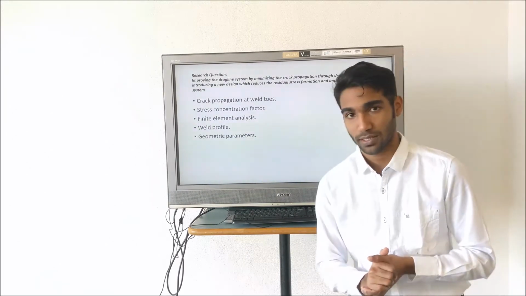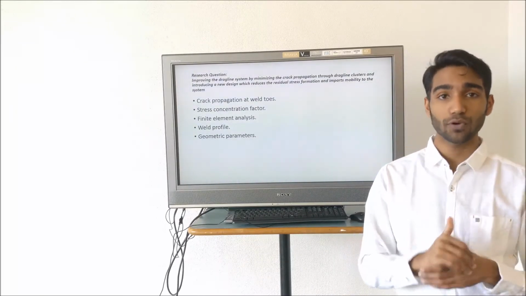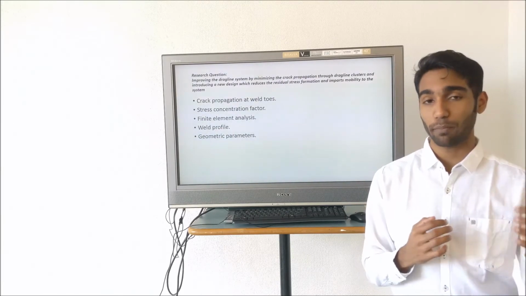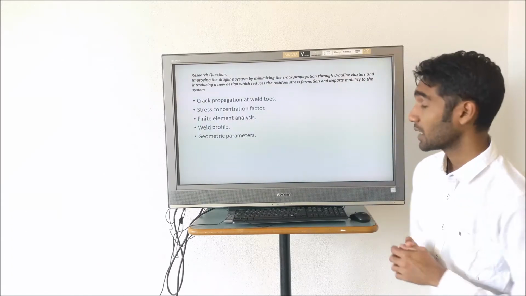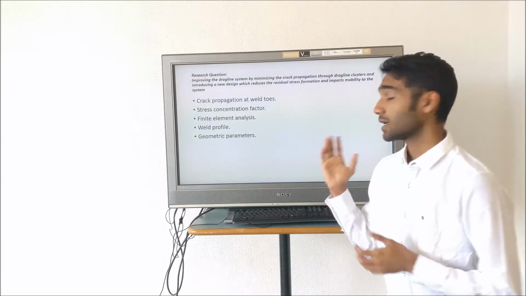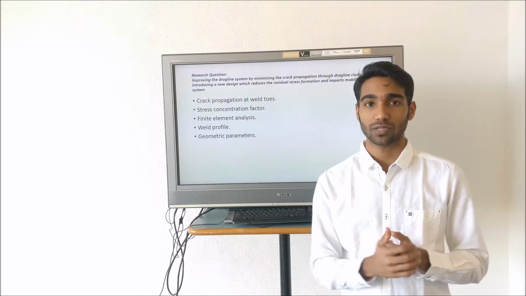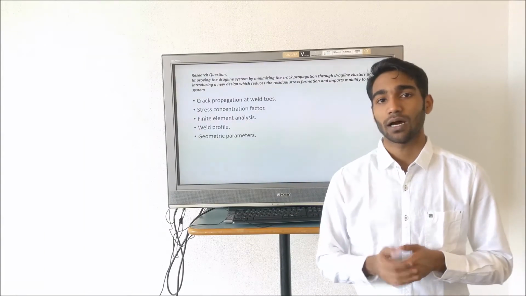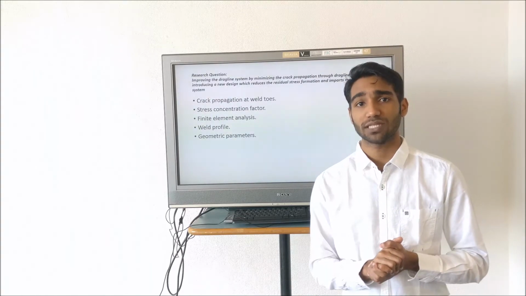Now the research question. The research question that I came up with was how to improve the dragline system by the elimination of crack propagation, and also to propose a new design to reduce the formation of residual stresses. For this, there are certain factors that need to be taken into consideration, like the crack propagation at the weld toes, formation of high stress concentration factors, application of finite element analysis, different weld profiles, and also different geometric parameters associated with the dragline boom.